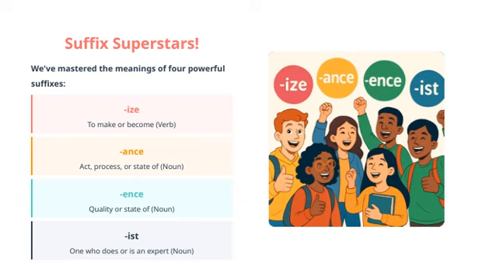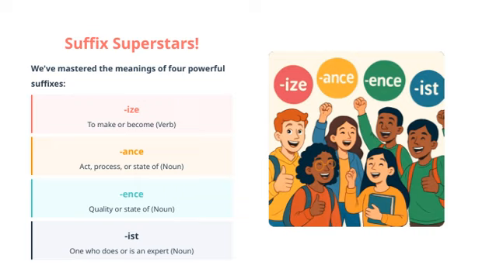Next, we have ence, which signifies the quality or state of something. Think of words like patience or independence. This suffix helps us describe the characteristic or condition of a person or thing. Then there's ance, which points to an act, process, or state. Words like assistance or performance fall into this category, highlighting a specific action or ongoing state.